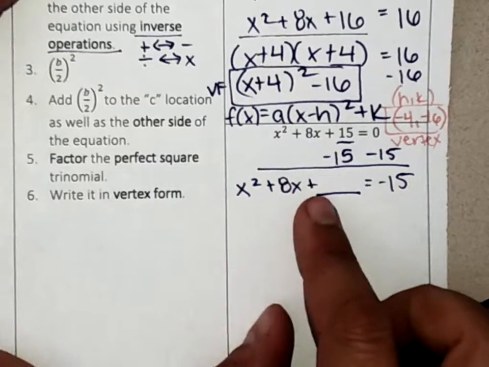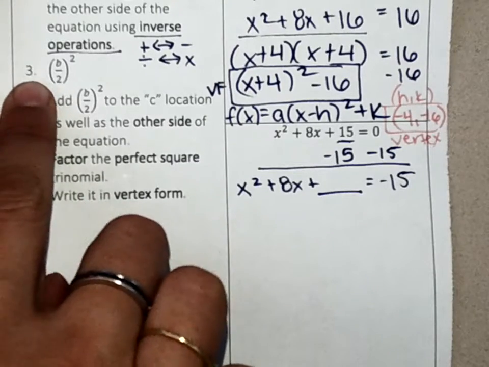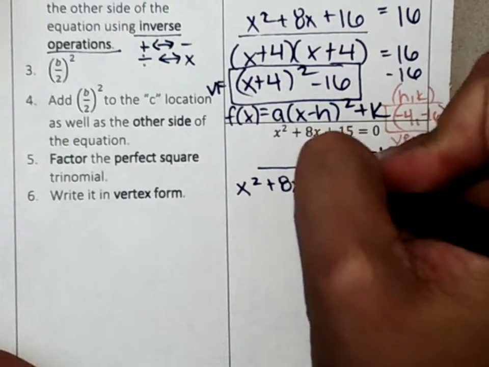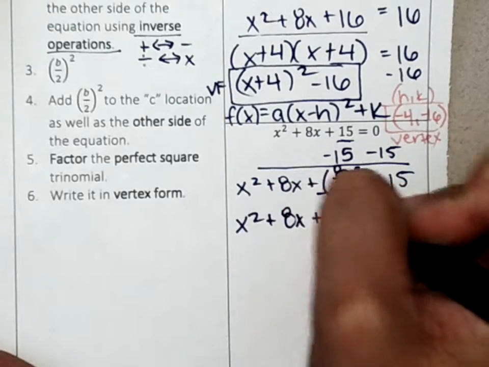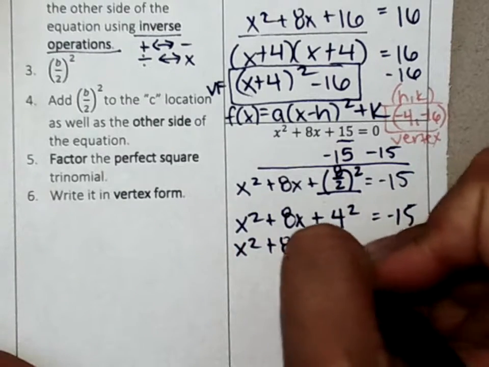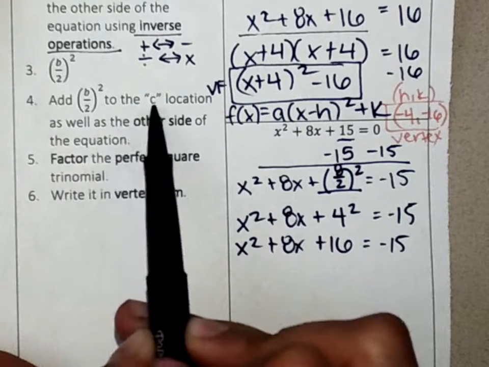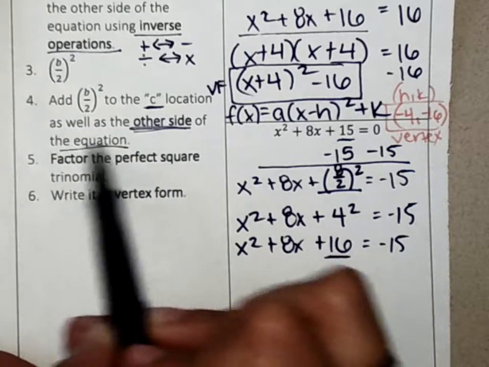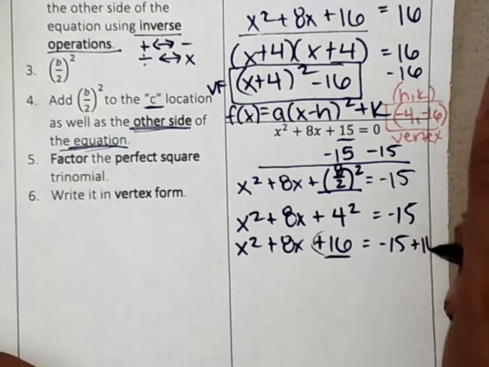This step is exactly the same as what we did above. We're going to take our b value, which is in step 3. We're going to divide it by 2 and then square that. So 8 divided by 2 squared. X squared plus 8x plus 4 squared. 4 squared is the same as 16. But if we add b squared to the c location, which is what we just did, we also have to add it to the other side of the equation. So because I added a 16 here, I have to balance my equation by adding another 16 here.